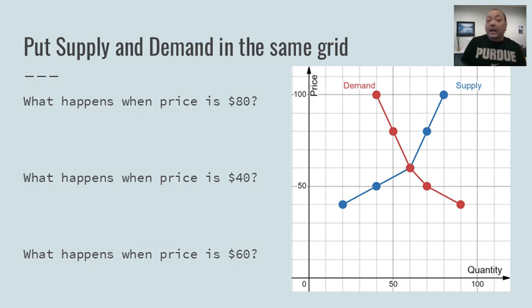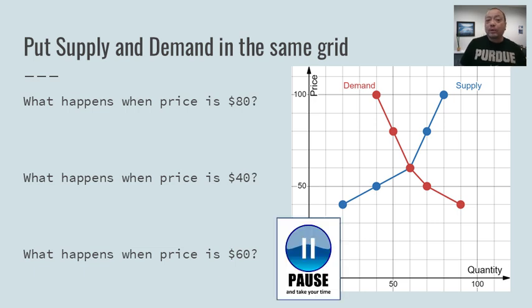Now let's put supply and demand in the same grid and let's practice getting information from the graphs. Answer these questions. What happens when price is $80? What's the difference between quantity demanded and quantity supplied at that price? Same question for when price is $40 and when price is $60. Press pause and come back when you're done.